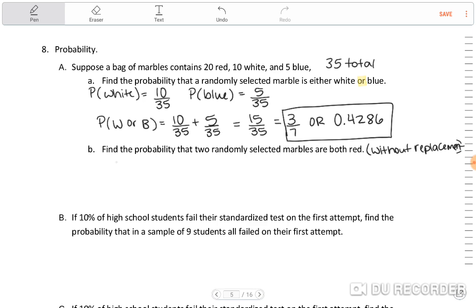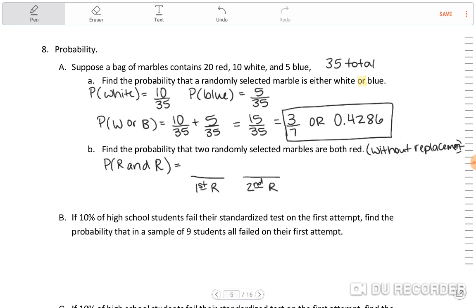So find the probability that first red and second. Actually, hold on, I don't like the way I'm writing that. I'm just going to say red and red. The probability of getting a red one, and the probability of getting another red one. I like to do my little boxes here: this is the first is red, this is the second red.